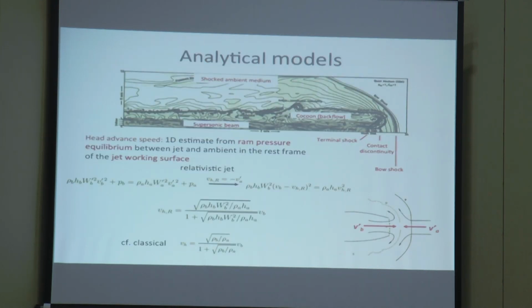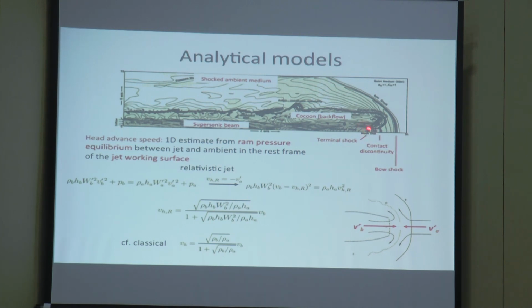This is one of the first numerical simulations of supersonic jets. I think it was Hughes who produced this plot. Here you have the same plot, but in 2D. You have the terminal shock, contact discontinuity, the bow shock. So what we had in the previous slide was a cut along this axis.